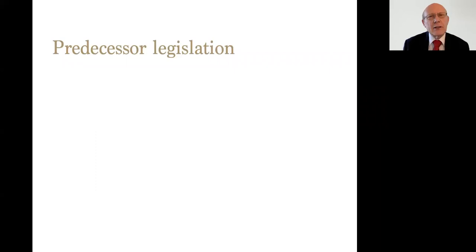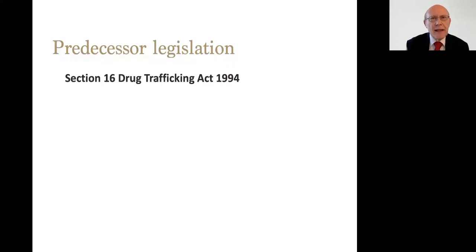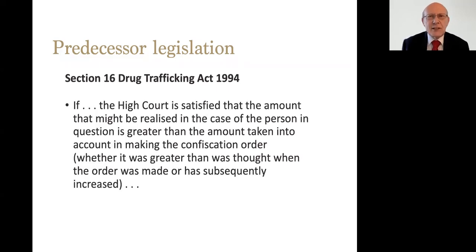Okay, I said we'd look at the predecessor legislation, and we're going to look at Section 16 of the Drug Trafficking Act 1994. Now that Act was superseded by the Proceeds of Crime Act 2002. But where a confiscation order has been made originally under the Drug Trafficking Act, then it will still be under that Act, and Section 16 actually will still apply. What did Section 16 say?